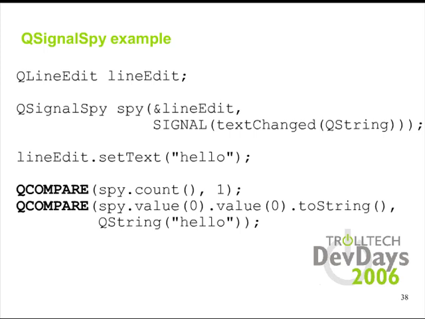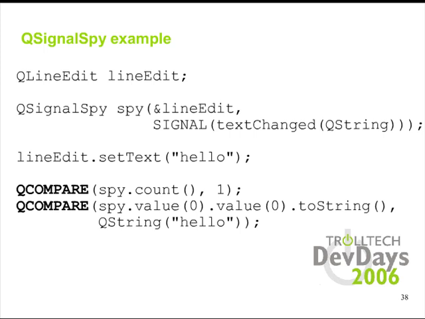So that makes it really, really easy. You have one line of code to fake a slot, to connect to it, and then you can always check how often has the signal been emitted and what were the arguments. And yes, the code is ugly inside of SignalSpy, but it's nice and contained, so you don't have to worry.